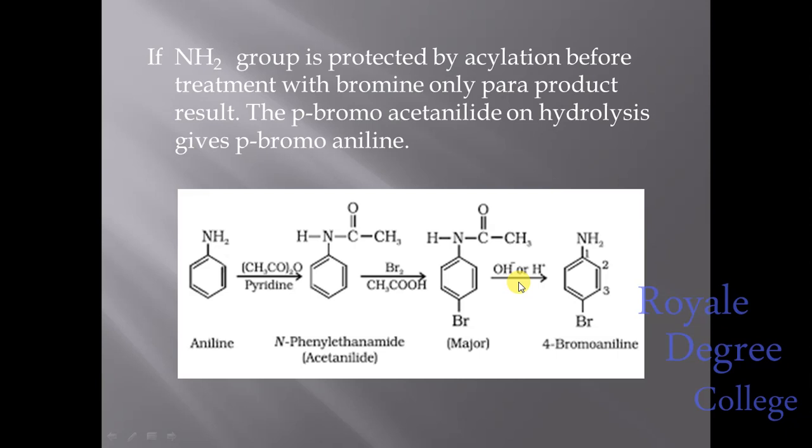So what will happen here? The CH3CO group comes out, and in place of that, one hydrogen from the water molecule is substituted here. We get the product with the benzene ring, NH2 attached, and at the para position Br attached. It is named 4-bromoaniline. Our side product is also there, CH3COOH, that is acetic acid.